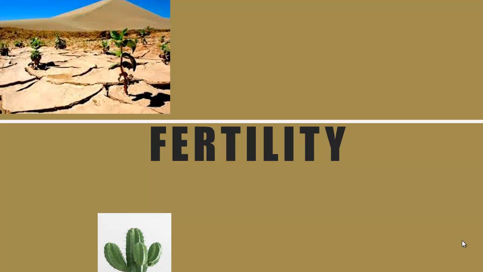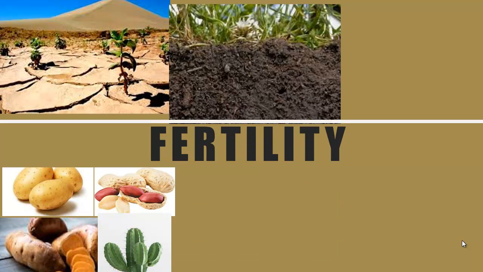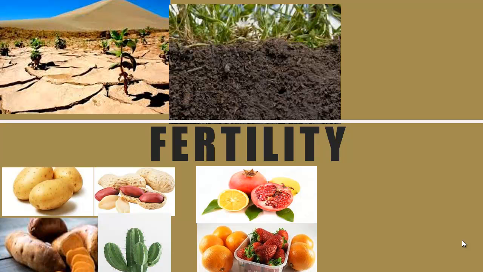But not just the cactus. Potato also, or sorry, beans live there. Potato and the sweet potato live in this soil. But silt soil has high fertility. The fertility is high. So there are many kinds of plants that live there. For example, fruits like lemon, orange, strawberry live in this type of soil.